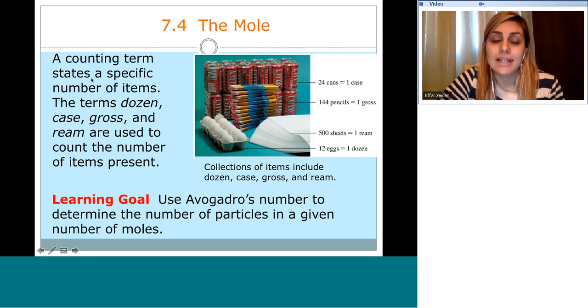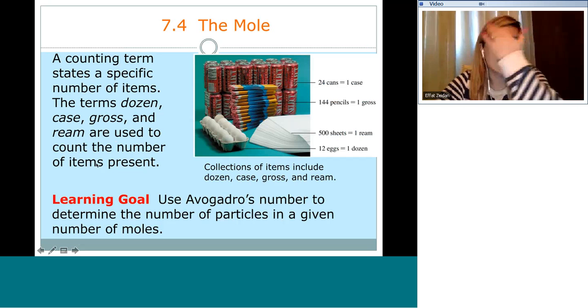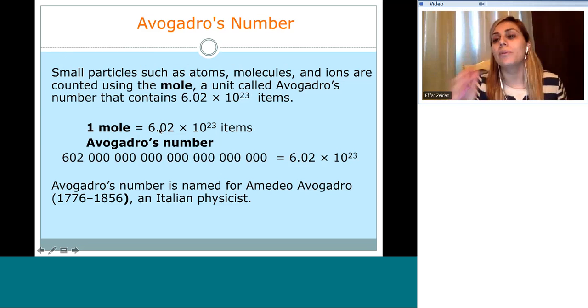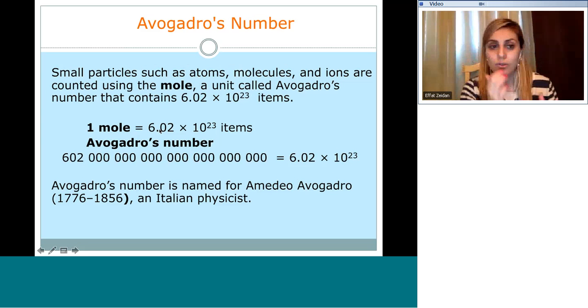Counting terms state a specific number of items, right? We have 24 cans, we have 144 pencils, 500 sheets or one ream, 12 eggs means 1 dozen, 24 cans is 1 case. So the terms dozen, case, gross, and ream are used to count the number of items that are present in that unit. As if this is an entire unit, this is 1 case, it's 1 unit, but within that unit there are 24 cans. So we will relate to that in explaining Avogadro's number.